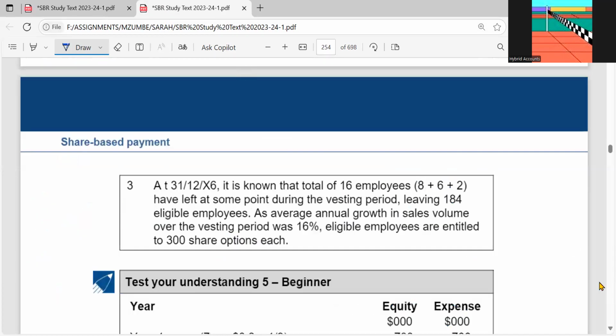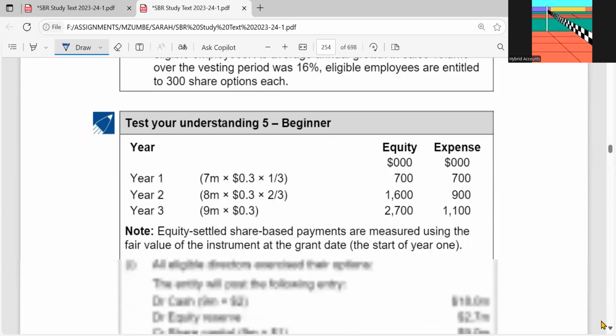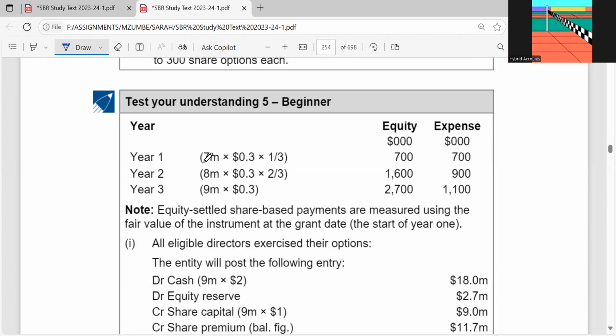Okay, let's go to the solution here so that you can see properly. So you see, I have 7 here, I multiply by 0.3 times 1 over 3 time apportioning, and I have 700,000. To get the expense, it's easy. You take the 700 minus the previous equity, which is 0, so you remain with expense at 700.